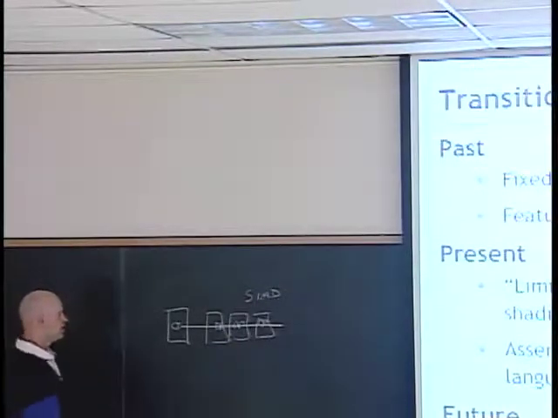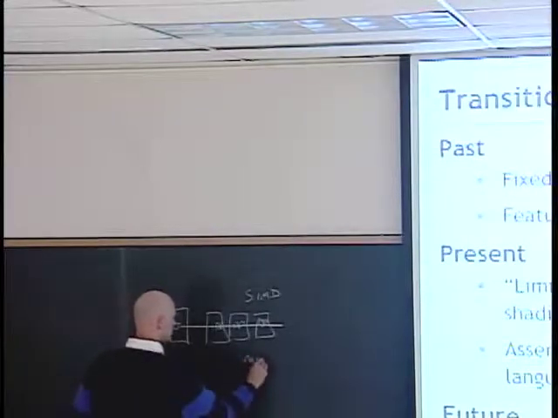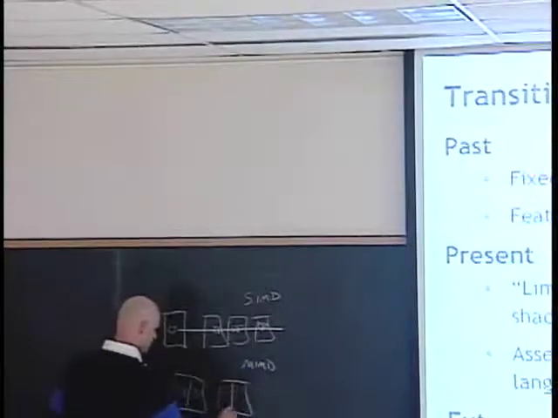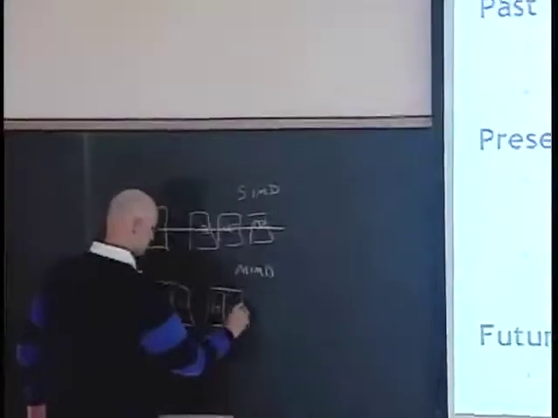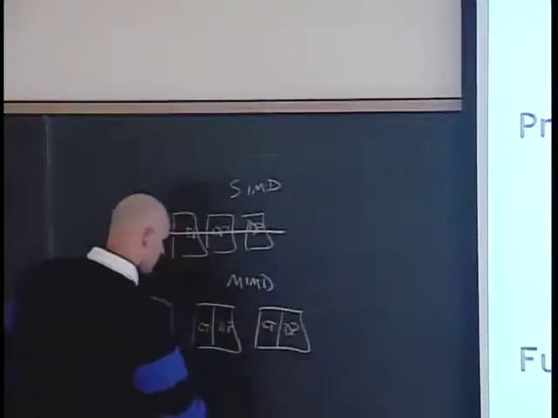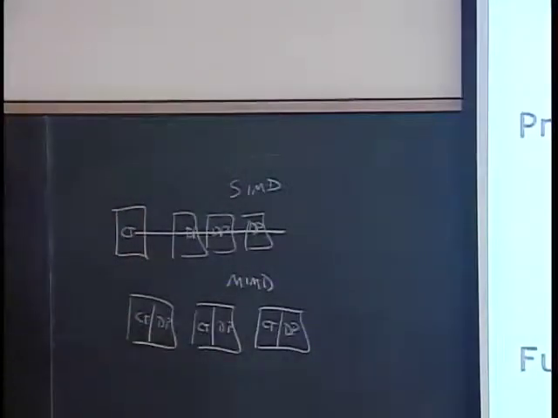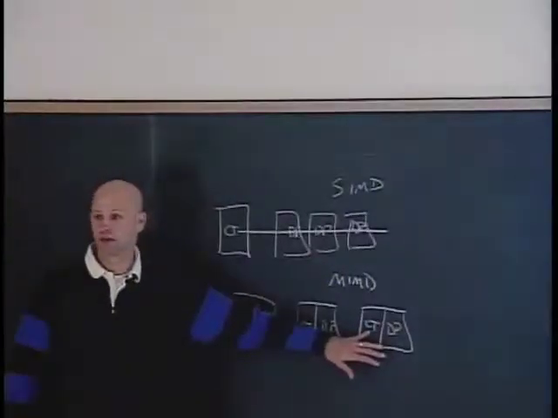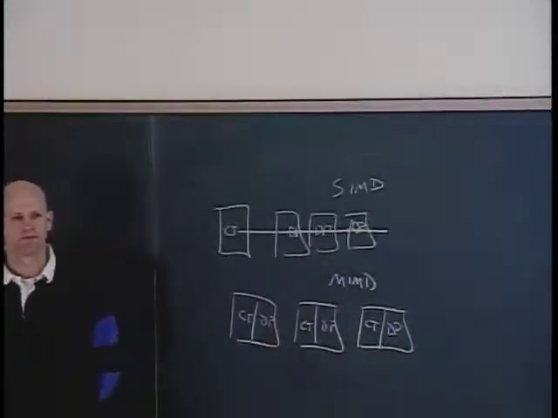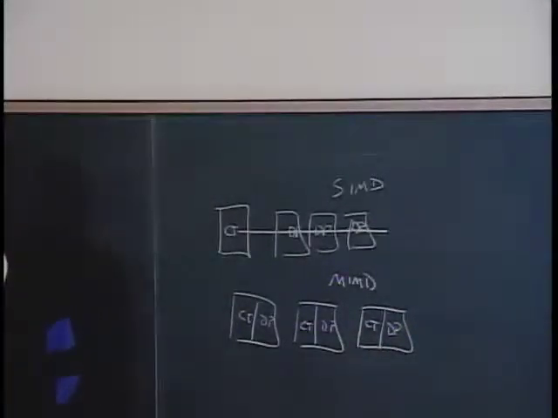The alternative to that is something called MIMD. That has multiple pipelines also, but there every data path has its own controller. So this one can be running a different program from this one, which can be running a different program from this one. So what's the advantage of MIMD for the programmer? Why might the programmer like MIMD?